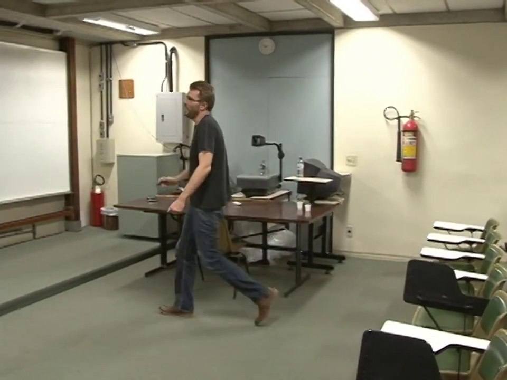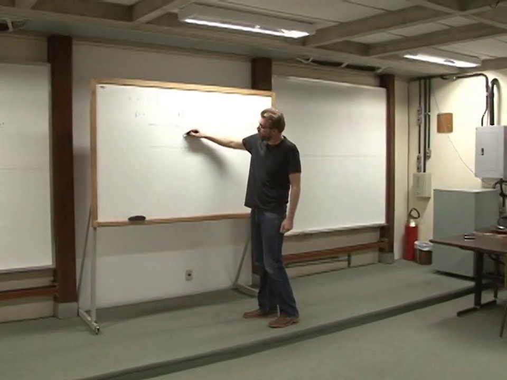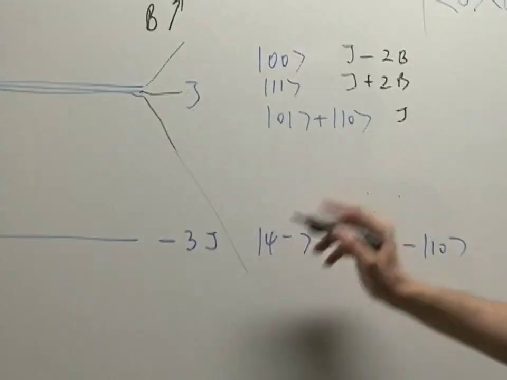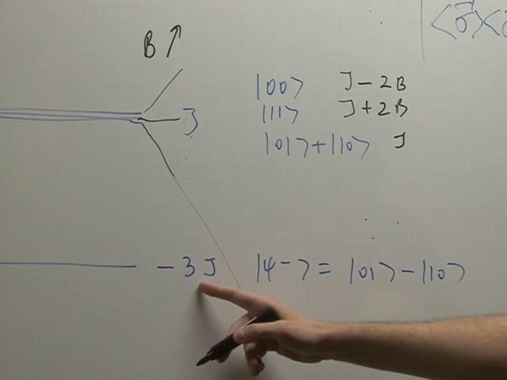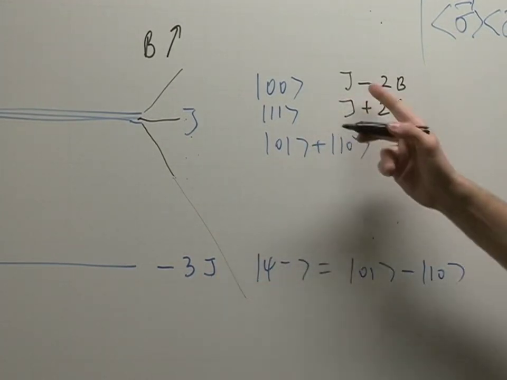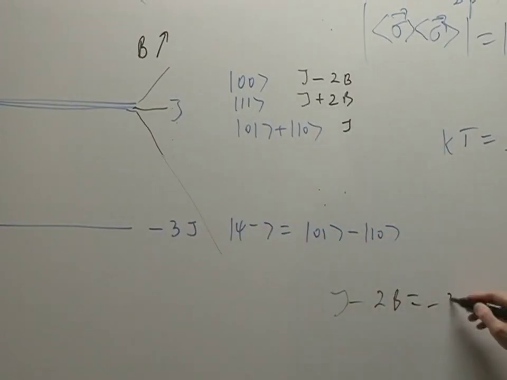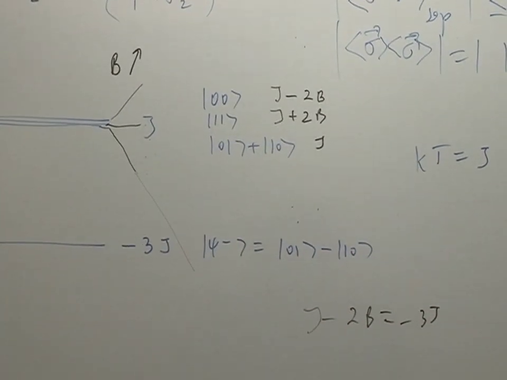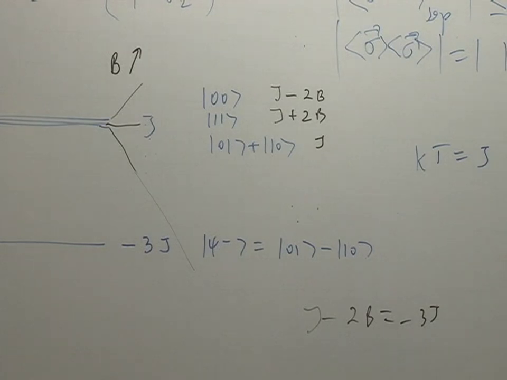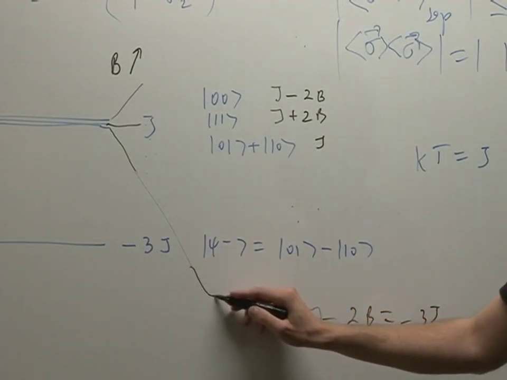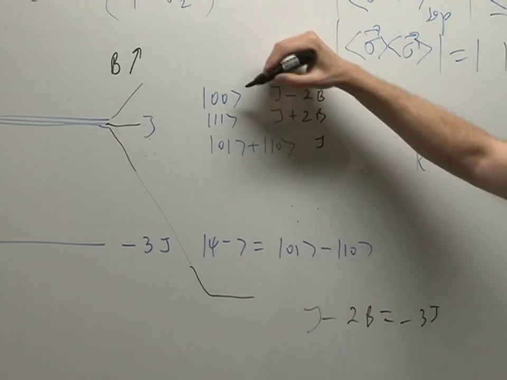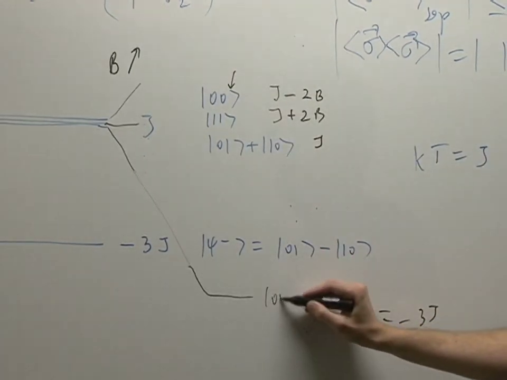You will see that this one is simply going to overtake the, well, no, sorry, it still has to reach minus 3J. I was right, actually, I'm okay with that. So basically when this value, J minus 2B, becomes equal to minus 3J, then you've got the critical point where you have degeneracy of the ground state, and if you exceed this point, then you will have a separable state as your ground state.